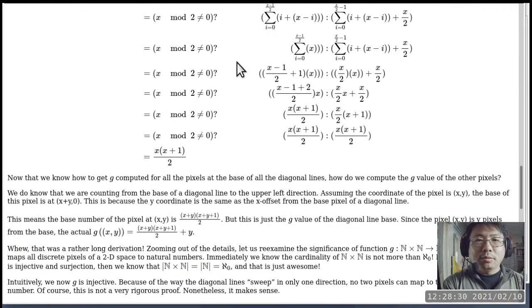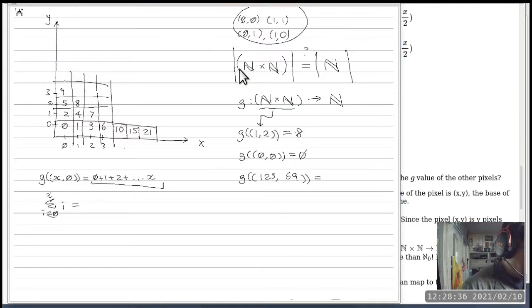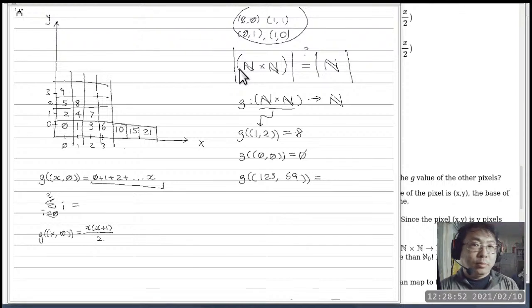All right. So given this, now we know. Let me switch back to the tablet first. Now we know that g of (x, 0) is what we just saw earlier. It is x times (x plus 1), the whole thing divided by 2. That's pretty cool, right? At least we can solve the g value for the bottom row in the two-dimensional space.